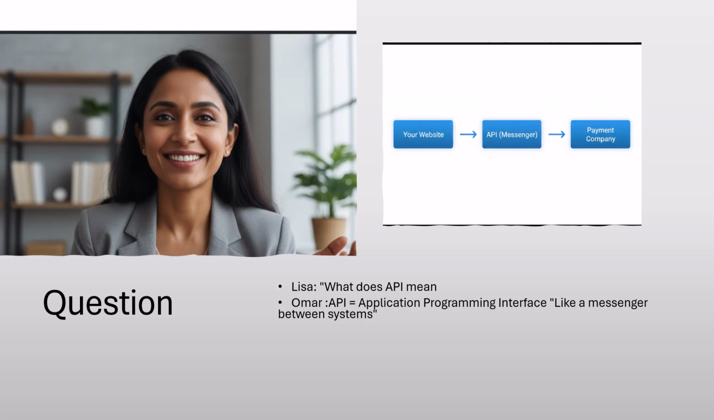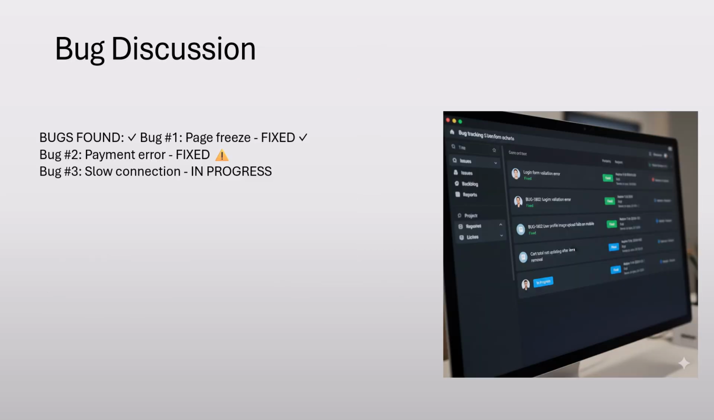Lisa raises her hand. "Sorry, Omar. Can you explain what API means? I'm not a developer." Omar pauses. He realizes he is using too much technical language. "Oh, yes, sorry. API means Application Programming Interface. It's like a messenger. Our system asks the payment company if the credit card is valid, and the API brings back the answer." "I understand now," Lisa says. "Thank you." Omar feels more confident.